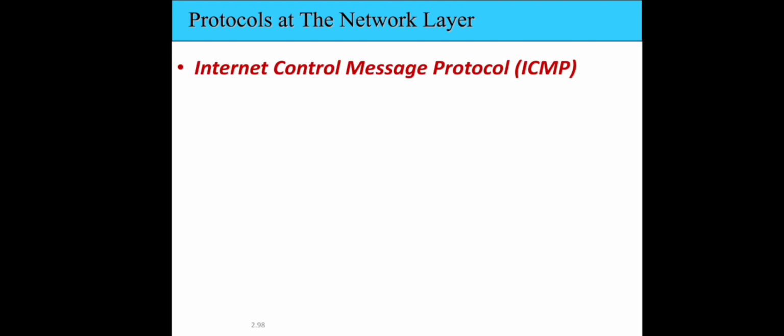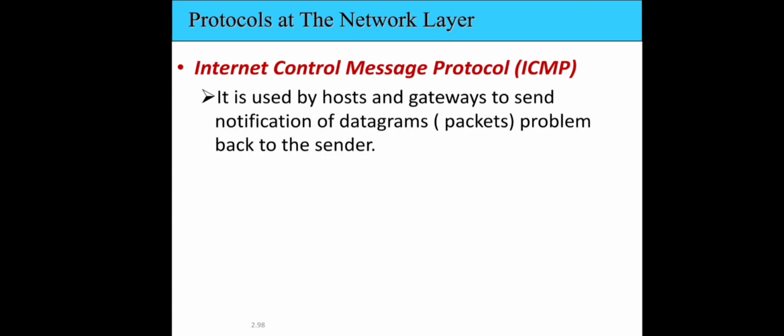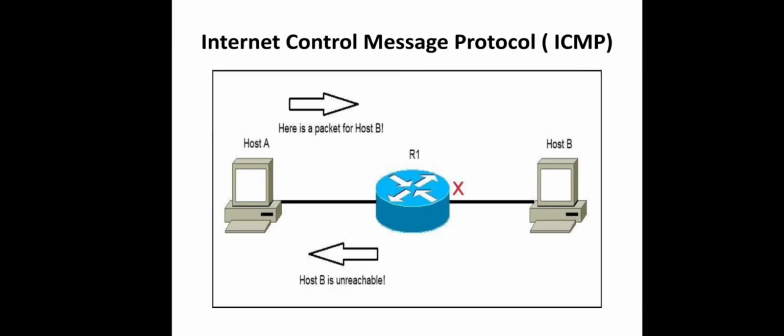ICMP, that is Internet Control Message Protocol. As you know, the IP does not provide any error control, right? To support some type of error control mechanism, this ICMP is used. It is used by hosts and gateways to send notification of datagram problems back to the sender. You can see an example for that.